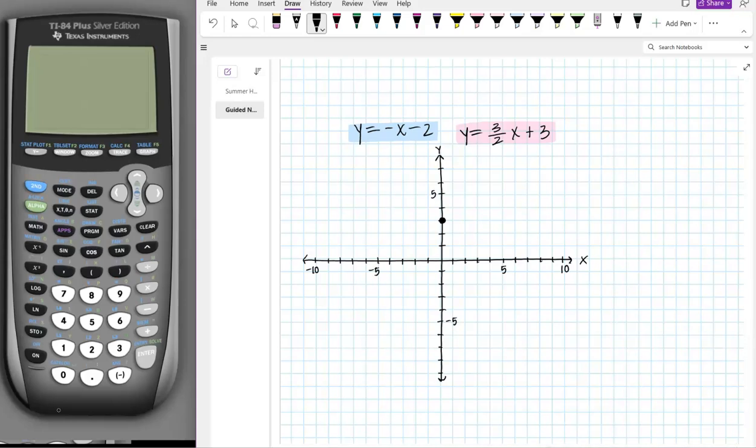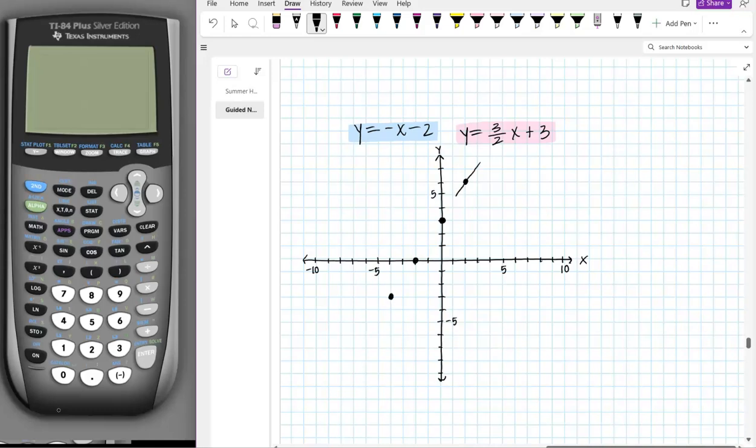And then the slope is 3 halves. So with a slope of 3 halves, that's positive. That means it should be increasing. You're going to go up 3 and right 2 and place a point. 2 points is enough to make a line. However, with solving systems of equations, you'll want to be really precise. So you'll want to follow that same pattern in the other direction as well.